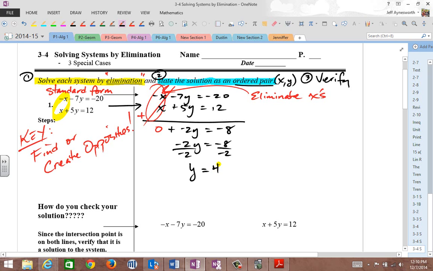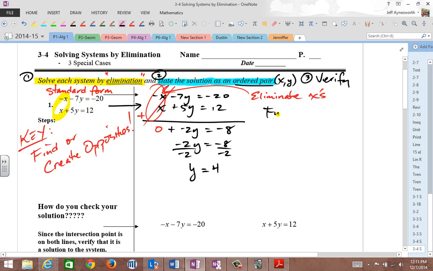Now, in any system, the solution is an ordered pair. You have to solve for both variables, x and y. So once you find the one variable, you've got to find the other one. And you do that by substitution. So you pick one of the equations here, and typically you can pick either one. However, pick the one that's easiest to deal with, preferably without all the negatives. And in looking at it, it's got to be equation number 2.